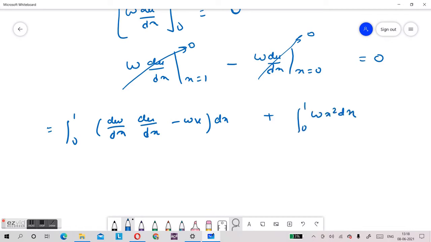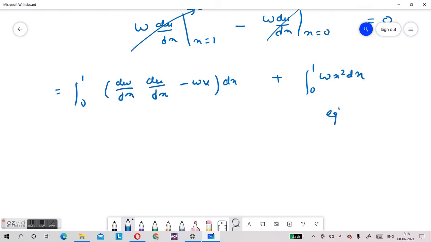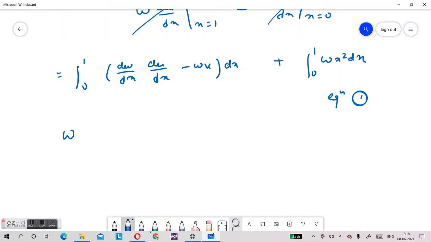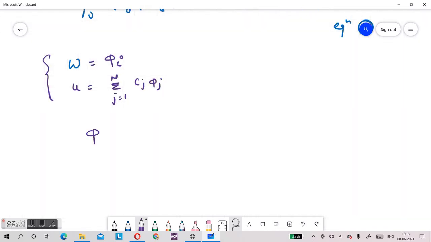Now we will take the weight function as phi i, and u as the sum over j equals 1 to n of cj phi j. This is the method of solving, Rayleigh's method. So we have to choose this phi function such that it satisfies the boundary condition. So what was our boundary condition? The boundary conditions are these.